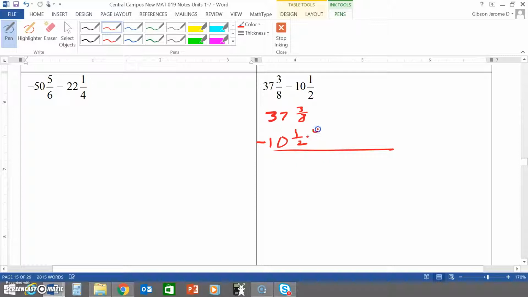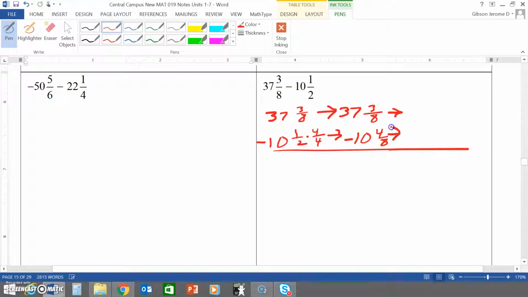So we'll multiply this bottom fraction by 4 over 4. But since this top fraction already has 8 in the denominator, we will leave it the same. So it'll be 37 3/8 minus 10 4/8. Now in this situation, we know 4 is larger than 3 and we're not supposed to subtract it like that. So what we're going to do is what is called borrowing.